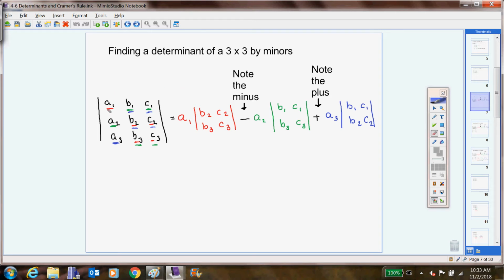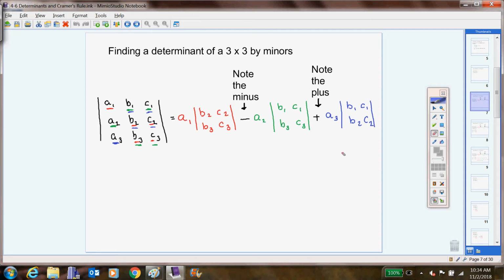So what you're doing is you're taking this one, the upper left, and then these 4 numbers here. So you'll take this number times the determinant of these 4 numbers, minus this number times the determinant of these 4 numbers, plus this number down here in the lower left corner times the determinant of these. It's not quite as bad as it sounds.